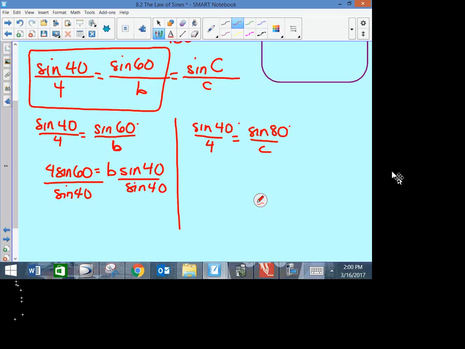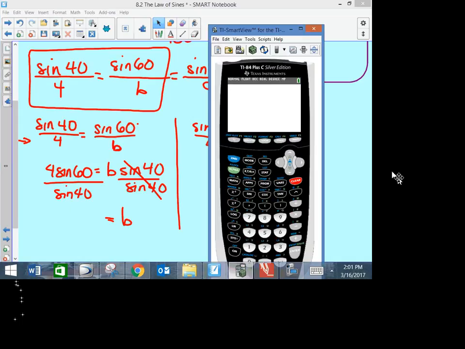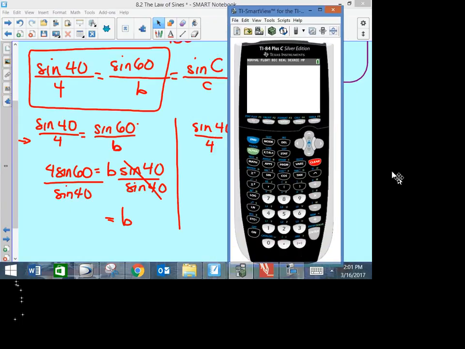You're welcome to do that as efficiently as you need to, but I'm going to need to see this. If you plan ahead, you can put that all in your calculator. If you are able, just do it. If you can't, then just take your time. So what do we got? 4 sine of 60. Make sure you close your parentheses. Divided by sine of 40. Calculator, all about that.